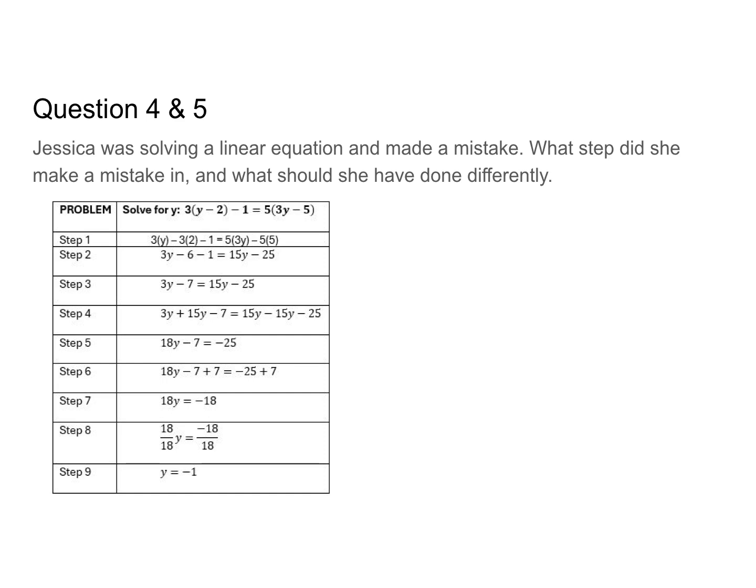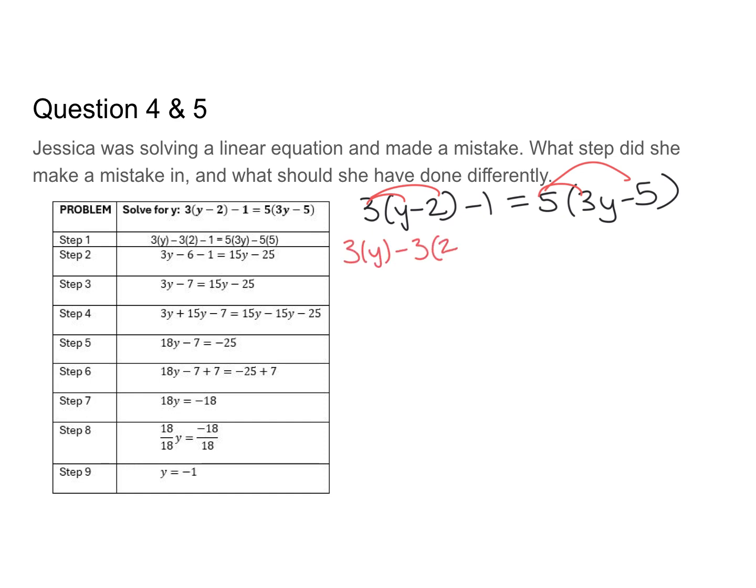All right, and I would suggest to maybe work it out on the side. So I'm going to rewrite this here. We did one similar to this in our live session, but I know first I need to distribute. I need to get rid of those parentheses, so I'm going to use that distributive property. That would be 3 times y minus 3 times 2 minus 1 is equal to, and then I'm going to use the distributive property over here as well. So 5 times 3y minus 5 times 5. All right, that looks good for step 1.